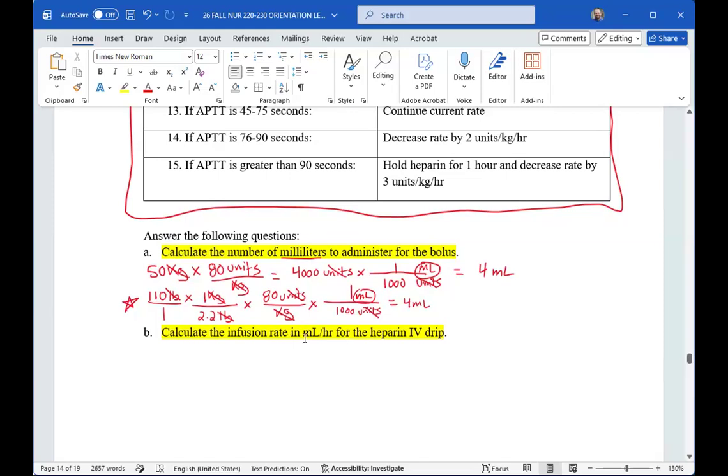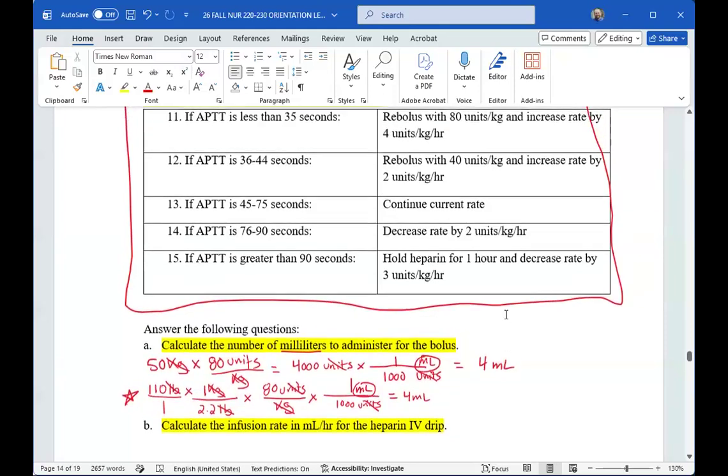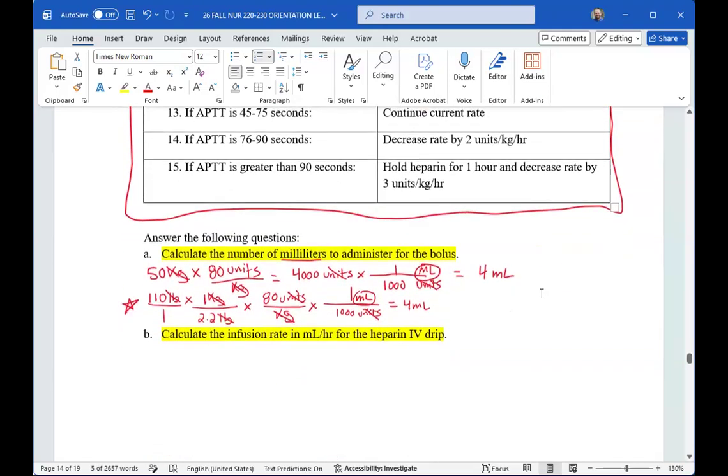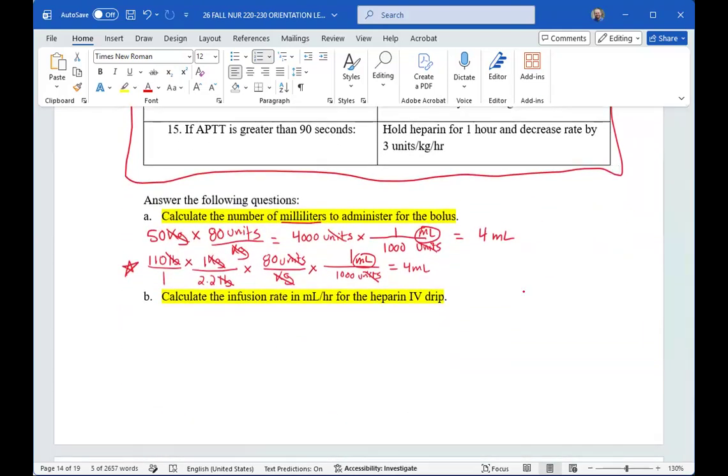So the second part is to calculate the infusion rate. We go back to where it tells us what to start, and we're going to start a drip at 18 units per kilogram per hour. Remember how we did our calculation for our patient? We have a 50 kg patient, and we're going to multiply by the 18 units per kilogram per hour. So kilograms gets eliminated, and then we get 900 units per hour.